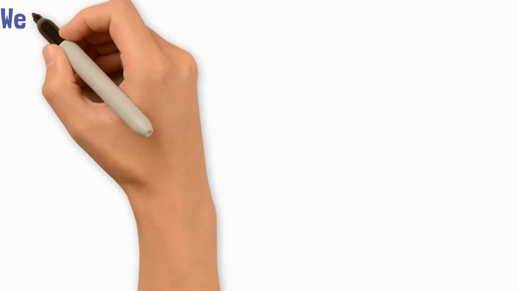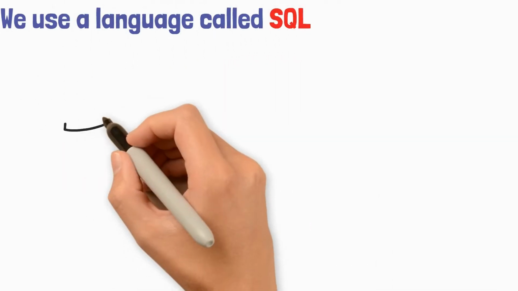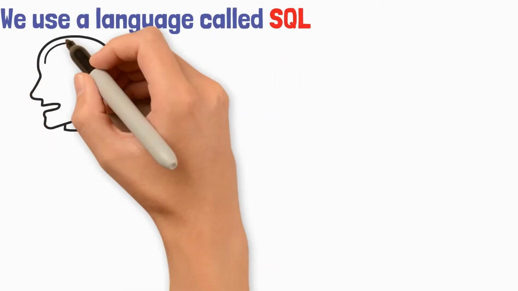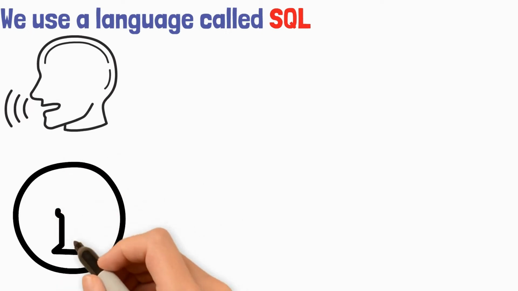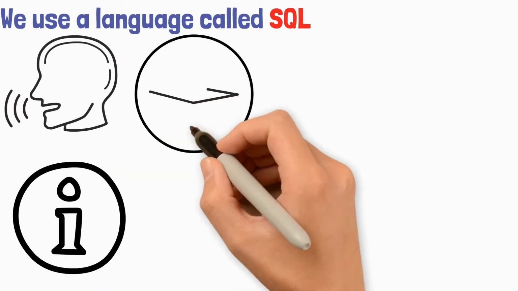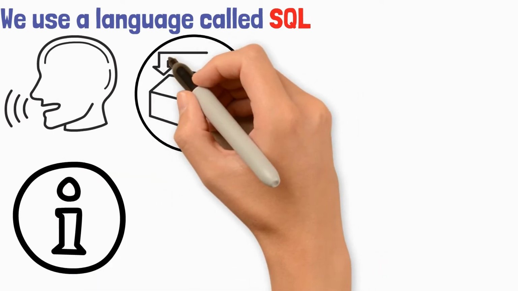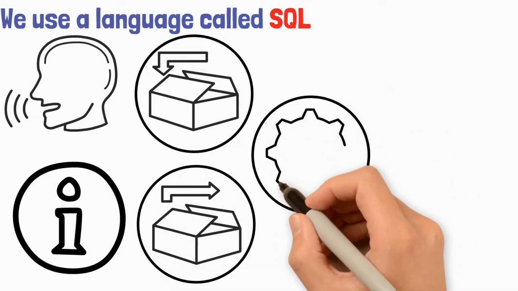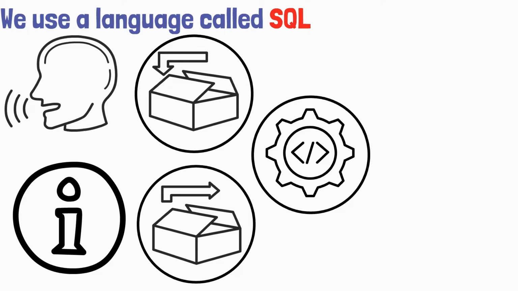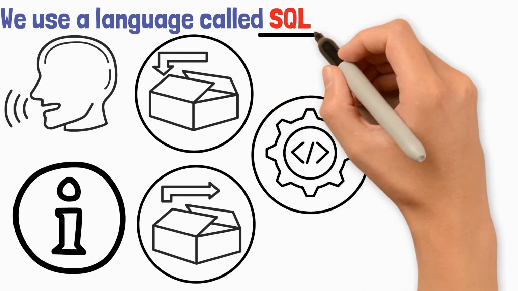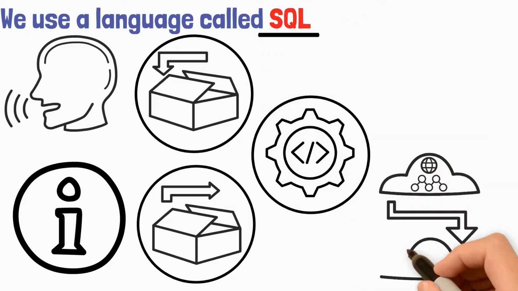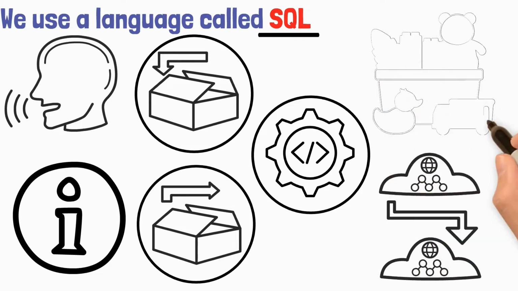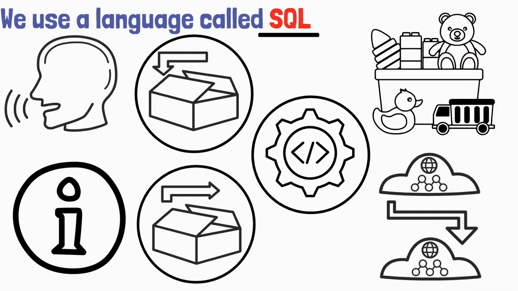We use a language called SQL, that is, structured query language, to talk to the databases. SQL helps the database to ask for information, put new information in, take information out, or change the information that's already there. In simpler terms, SQL helps you manage everything about your digital toy box, which is the database, so you can find and organize your toys or information easily.